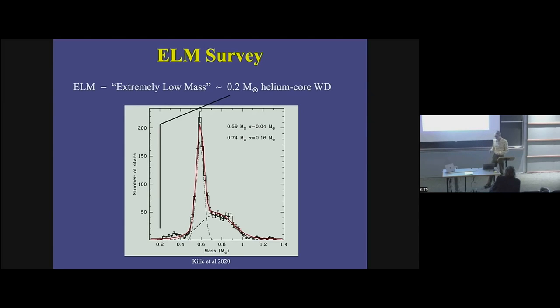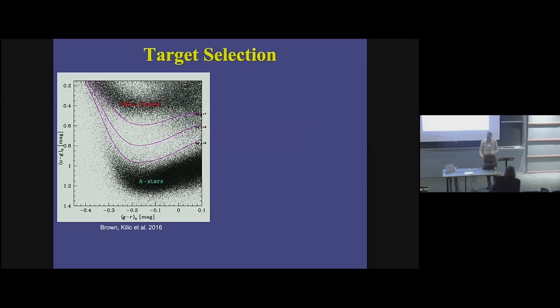Physically, they are helium core objects. And as Ingrid said, they're interesting because you can't make them through single star evolution in the current age of the universe. Binary evolution is required. So our original approach for finding these objects was to select them by their colors in Sloan.